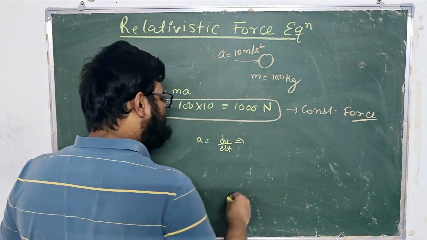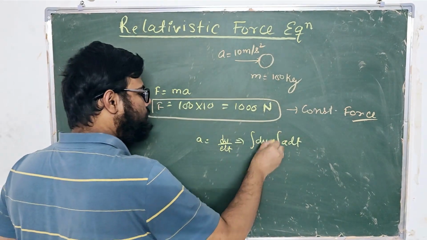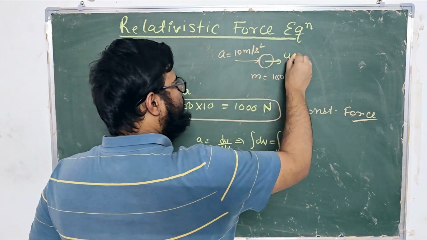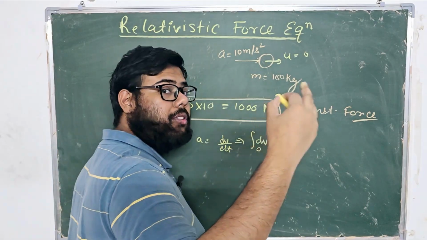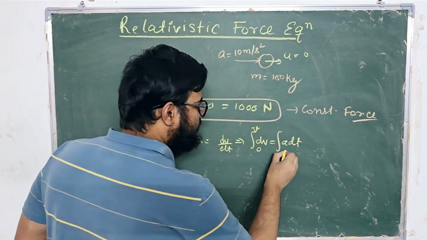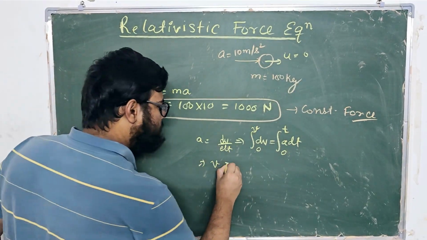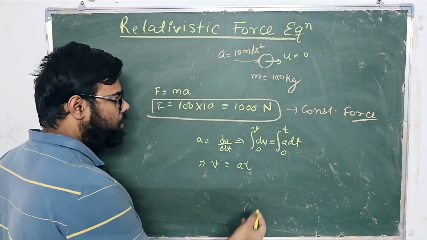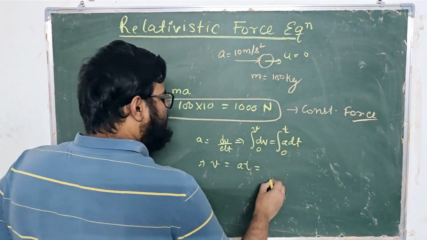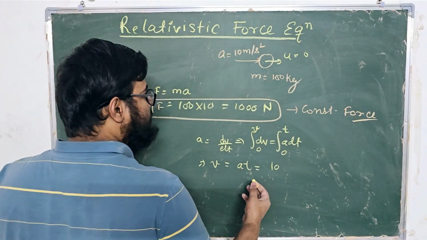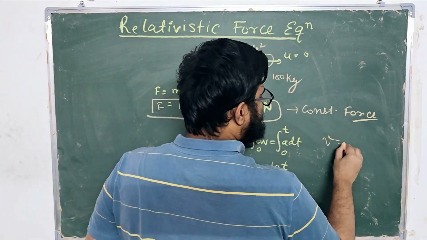So from here you can say dv = a dt, and when you integrate it, suppose it is initially at rest and goes to velocity, suppose v for now, and you integrate it from 0 to t, you get v = at, since initial velocity is 0. Now what is a? We have calculated a as 10, and what is t? We don't know. So velocity over here is given as 10t, correct?